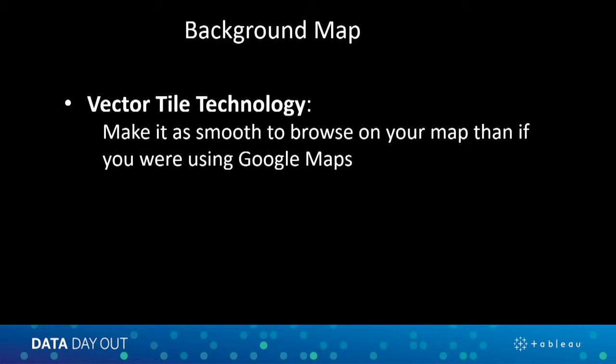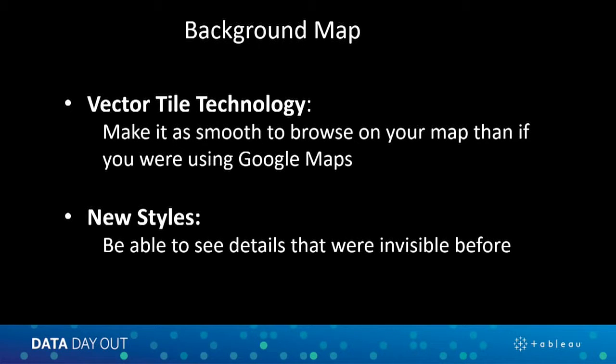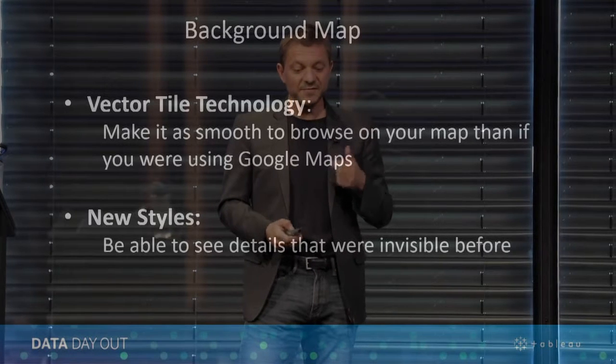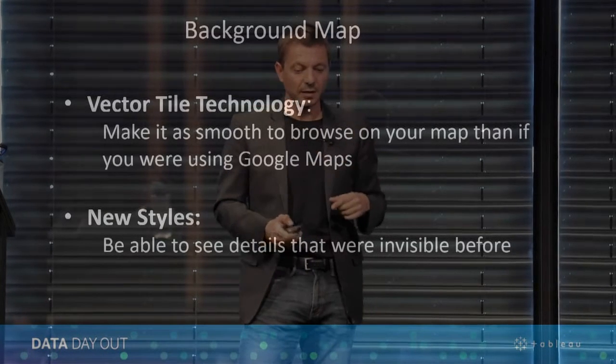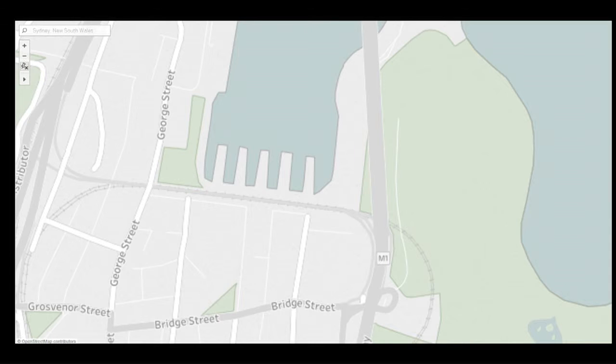It's very, very cool. And the second thing is that there are new styles, which make it possible to see things you were not able to see before. So let's have a look at an example of the new style. This is a map of Sydney. With the current level of detail, it's okay. You can see a few streets, you can see the Royal Botanical Garden and so on, but it's not that great, is it?